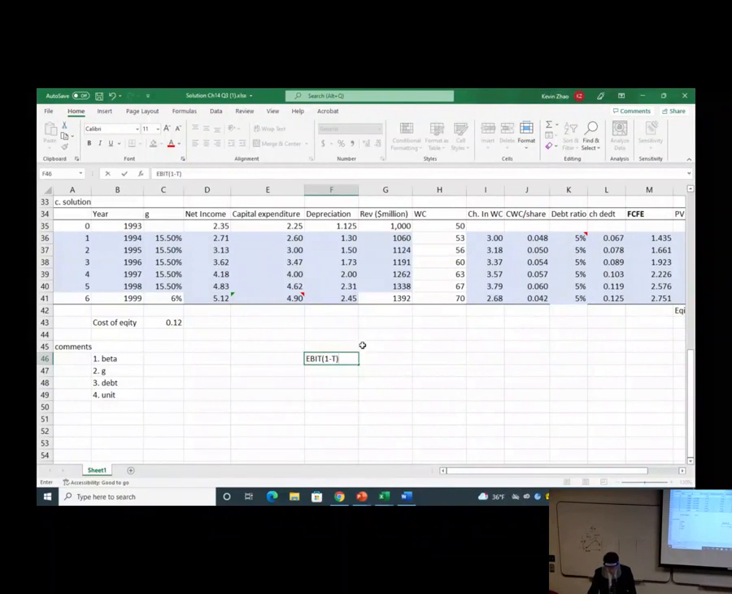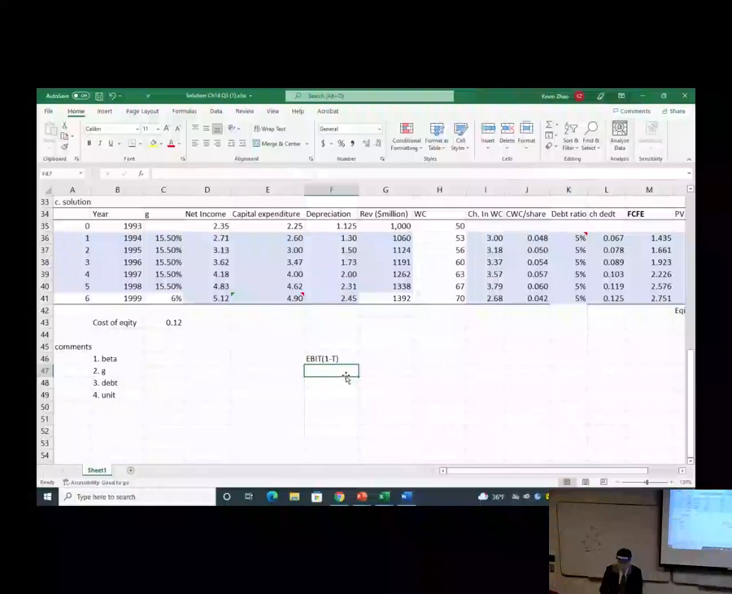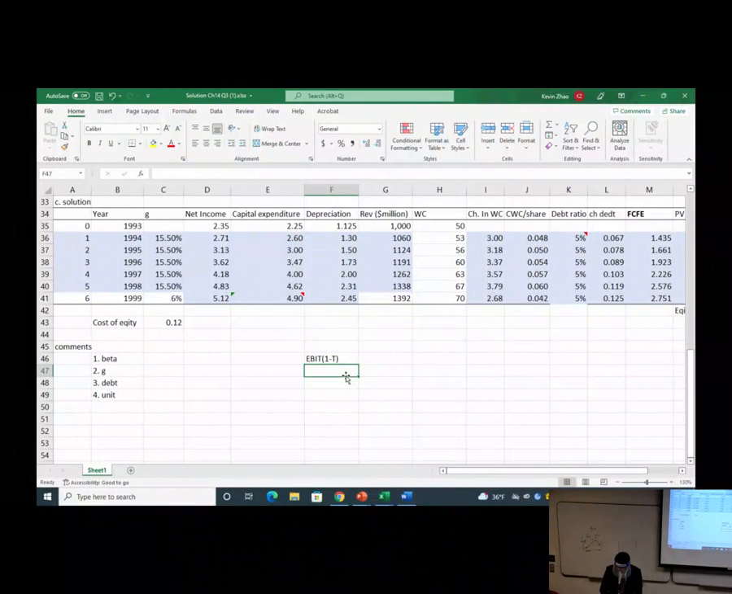And then you need to find CapEx, right? Or D&A, right? Working capital, something like that. But sometimes you don't have that information at all. And another way is to find the reinvestment rate.